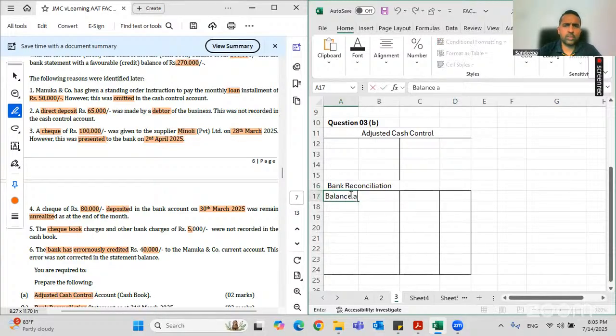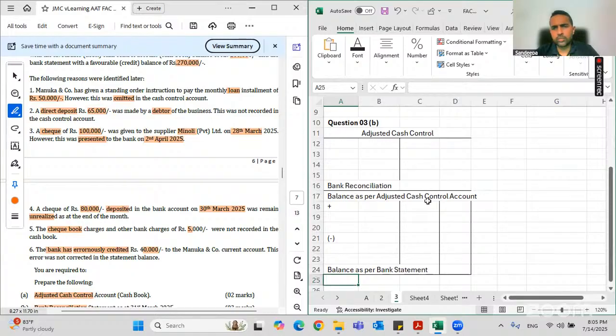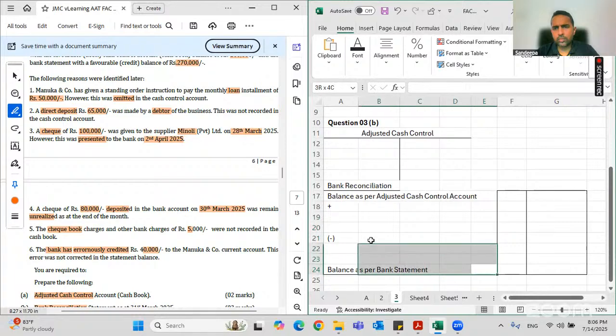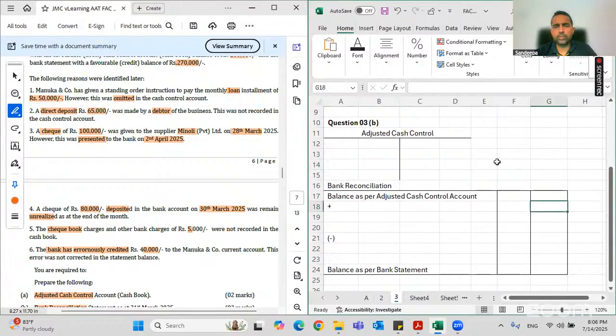Right here, it starts with the balance as per adjusted cash control account, plus, minus, balance as per bank statement. Okay, so these are the formats. I think we can be able to start. Okay, right. Am I at the starting point?